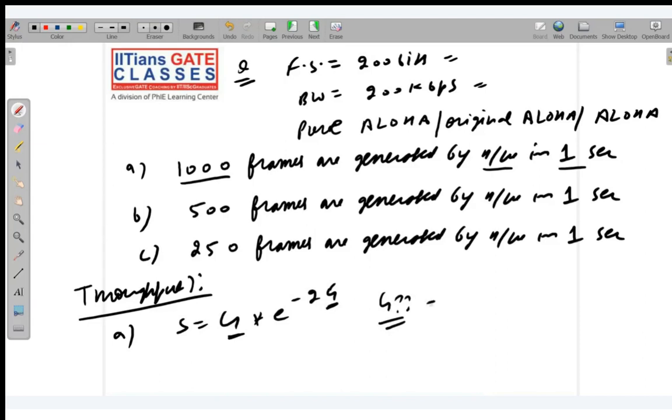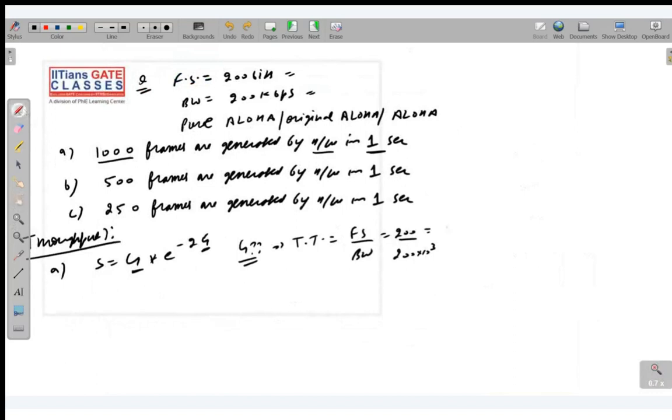That's why I have given you this question. G is number of frames generated by network in one transmission time. But here 1 second is given. So first let us find transmission time. Transmission time is message size upon bandwidth, or frame size upon bandwidth. Frame size is 200, bandwidth is 200 kbps. So it comes out to be 1 millisecond.